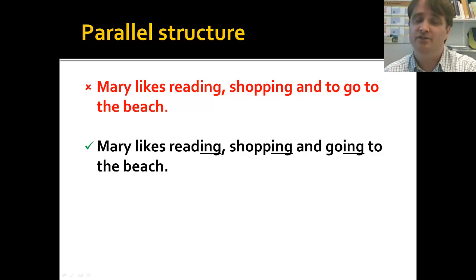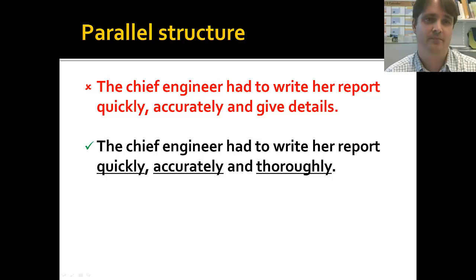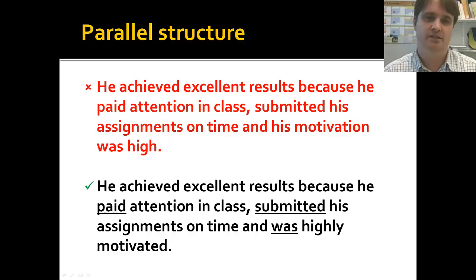Now, parallel structure. Your dot points will also need to use parallel structure, and I'll just explain what that means by using examples. So, Mary likes reading, shopping, and to go to the beach. Now, this isn't parallel, but if we said Mary likes reading, shopping, and going to the beach, those three items are then parallel. They're the same. They're grammatically the same structure. So, here's another one. The chief engineer had to write her report quickly, accurately, and give details. The way to make that parallel would be: the chief engineer had to write her report quickly, accurately, and thoroughly. So there we have three terms that are consistent.